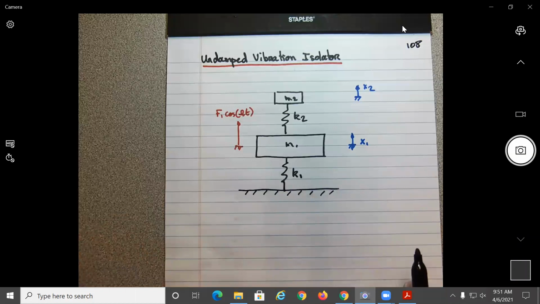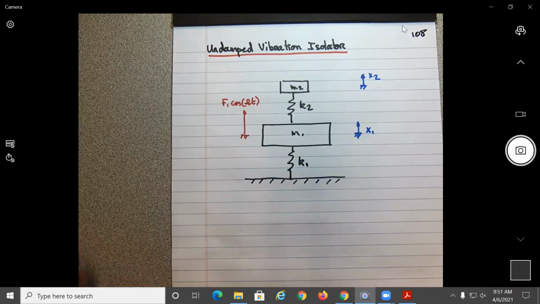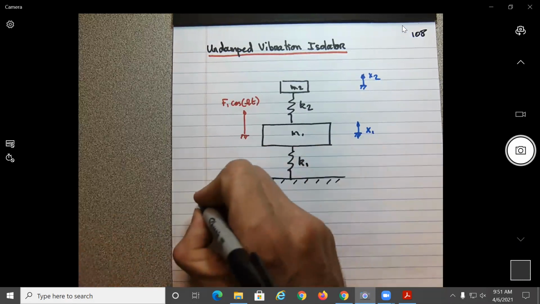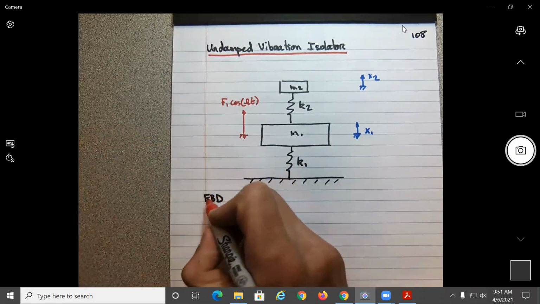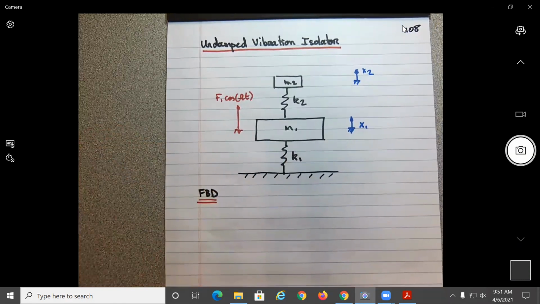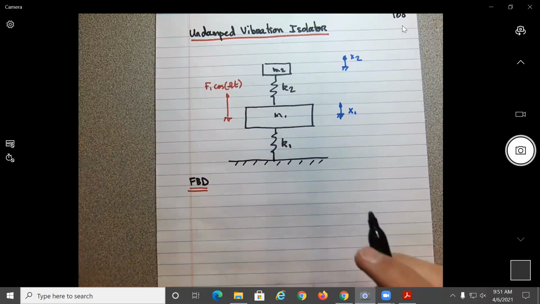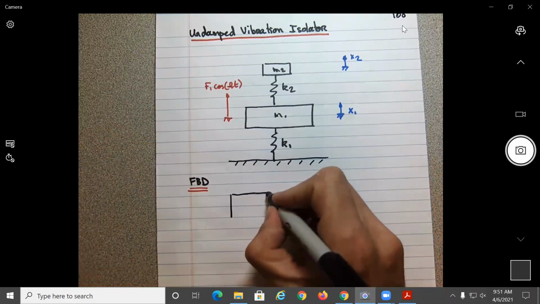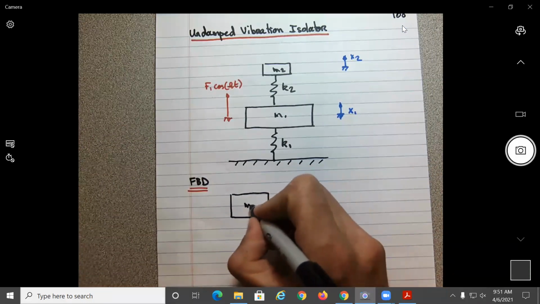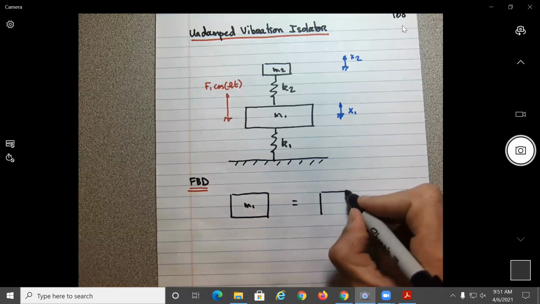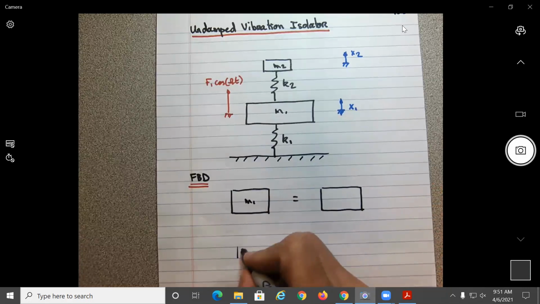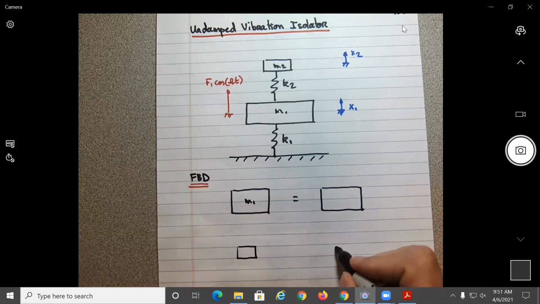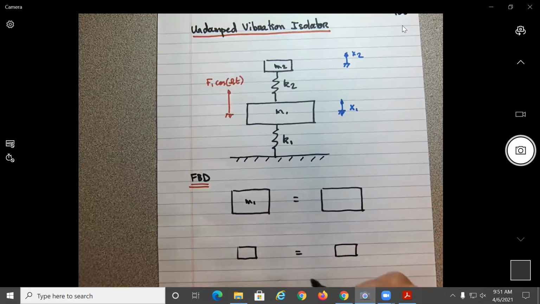All right, so since we have time, let's just go through the whole procedure again, okay? So first thing, in order to find the equation of motion for this system, will be to do a free body diagram. Really it should not be called free body because it's moving, it should be called dynamic body diagram, but it doesn't matter, it's a figure, okay? So if we look at M1 and M2, we're going to have M1 here. Let's do it this way, doesn't matter.